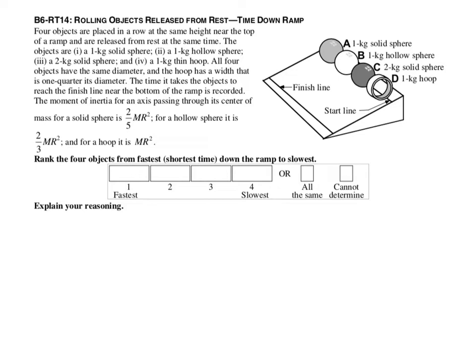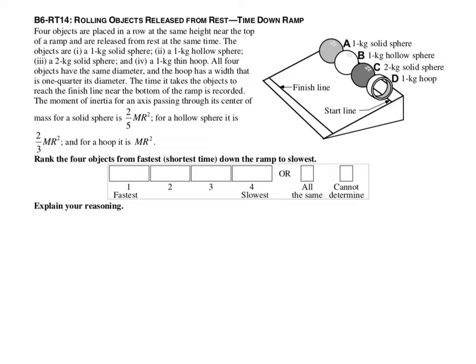The objects are a 1 kilogram sphere, a 1 kilogram hollow sphere, a 2 kilogram solid sphere, and a 1 kilogram thin hoop. All four objects have the same diameter, and the hoop has a width that is 1/4 its diameter. The time it takes the objects to reach the finish line near the bottom of the ramp is recorded.